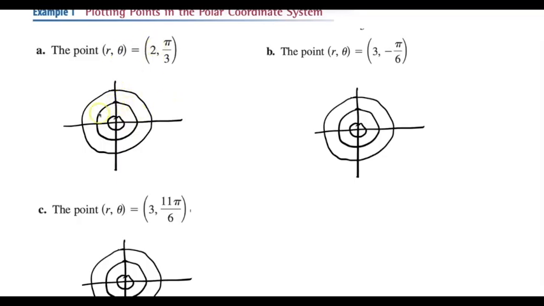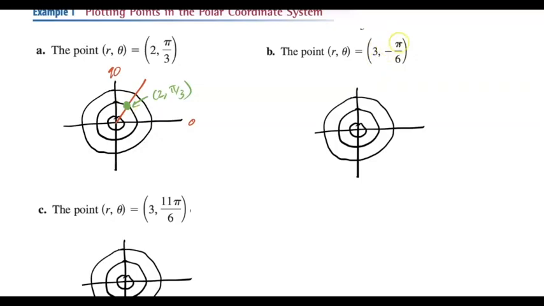Now, r is 2. We're going to get to this middle ring here. And then my theta is pi over 3. Pi over 3 is essentially 60 degrees. So if this is 90, this is 0, or pi over 2, pi over 3 is over here. But our real answer is the point right there. That is 2, pi over 3. All right, we go to an angle of 60, then we go along the pole 2 from the center.